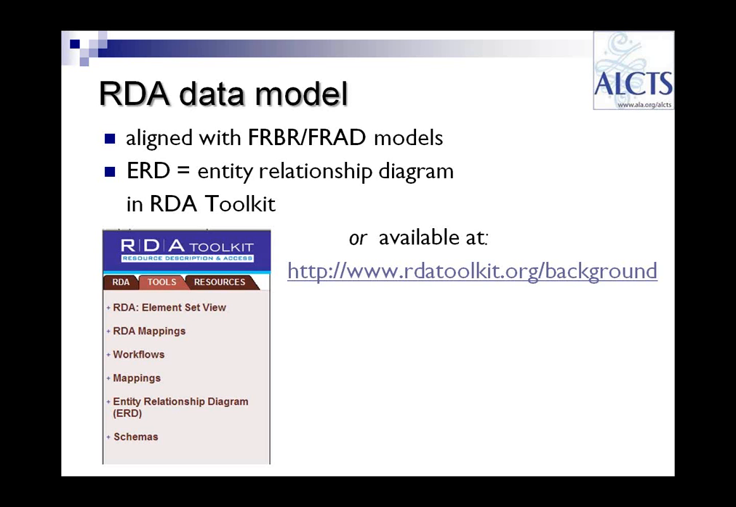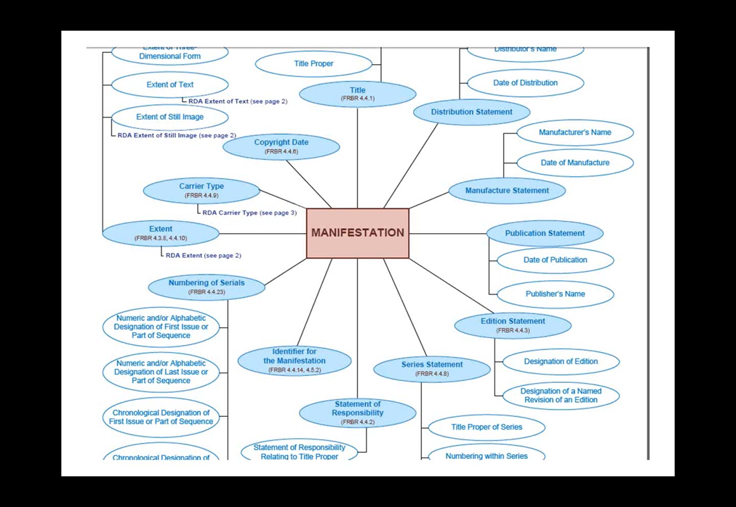Now, where do we see the RDA data model? Does it really exist? Well, in fact, you can see images of it within the toolkit. In the toolkit, on the Tools tab, there are the entity relationship diagrams. And if you don't have a subscription to the toolkit, you can still see the entity relationship diagrams at the RDA toolkit site in the section on background. And this is just a quick partial image of the attributes of the manifestation. And it gives you a visual image of how RDA data fits together.